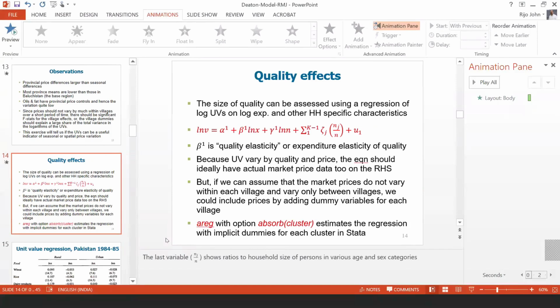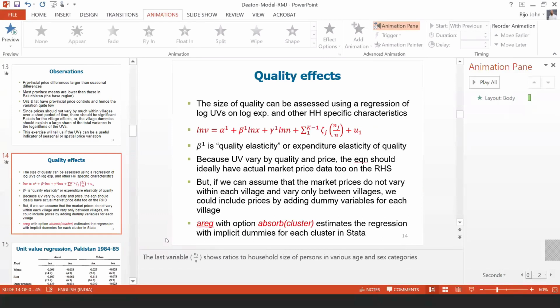But you know that we don't have price data, because if we had, we wouldn't be doing this exercise in the first place. We would be using the price variable straight away. So the equation should ideally have actual market price data on the right-hand side, but we don't have that. Instead, what the data suggests is that we can assume that market prices do not vary within each village, and vary only between villages.